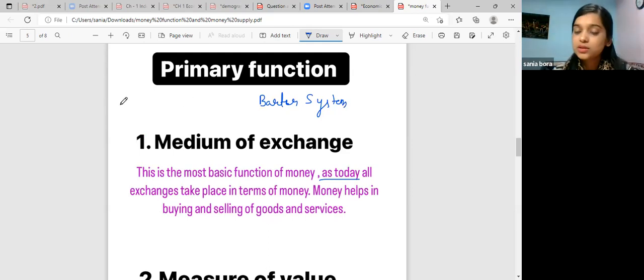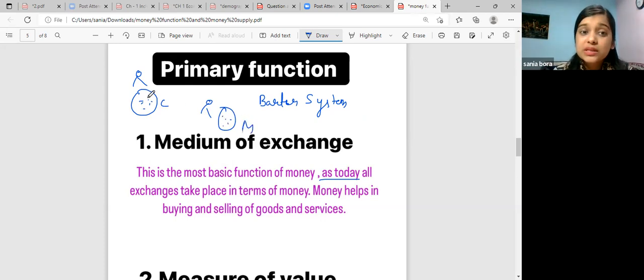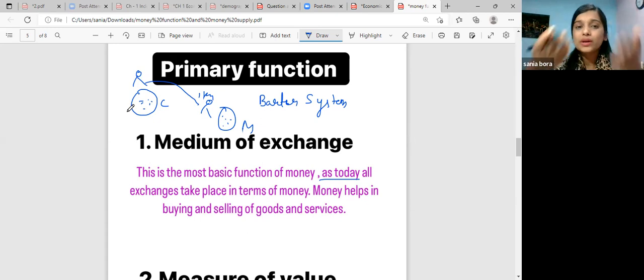So ma'am, what is barter system? For example, if this is person one and this is person two, he's selling coconuts, and he's selling mangoes. If this person needs mango, he'll come to this person and say, I want 1 kg mango. Can you please give me 1 kg mango? So he'll say, okay, I also want 1 kg coconut. So what will they do? They will exchange their products. I'll give you 1 kg coconut and in return, you will give me 1 kg mango.